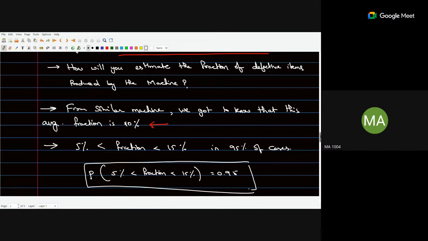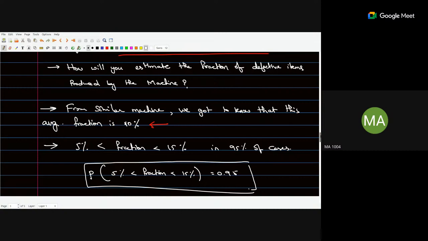So it's like finding Cyan or someone in a room in the time of some 5 p.m. to 6 p.m. has a 95% chance. So that means Cyan stays in that particular time with probability 0.95. So in the other 5% of cases, he will not be there at that time. So that's how it is. Here also the fraction will be between 5% and 15% in 95% of the cases.